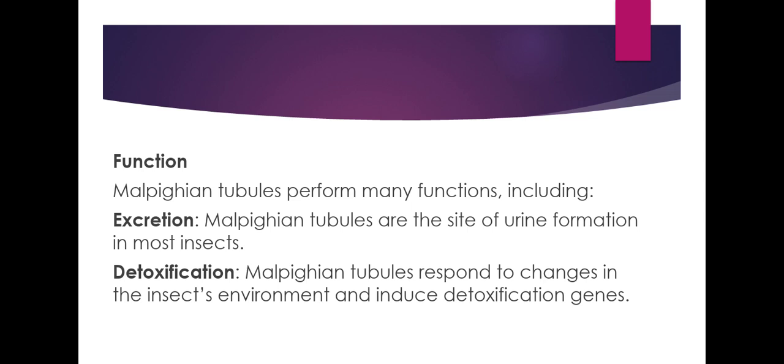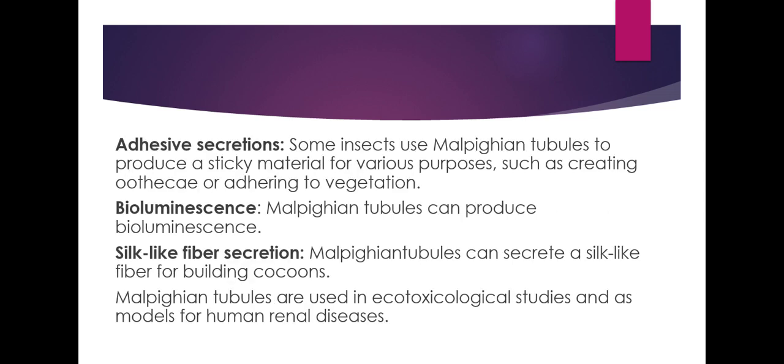Okay, then the function. Malpighian tubules perform many functions including excretion. Malpighian tubules are the site of urine formation and, in most insects, detoxification. Malpighian tubules respond to changes in the insect's environment and induce detoxification genes. Adhesive secretion: some insects use Malpighian tubules to produce a sticky material for various purposes, such as creating a mucus or adhering to vegetation. Bioluminescence: Malpighian tubules can produce bioluminescence.